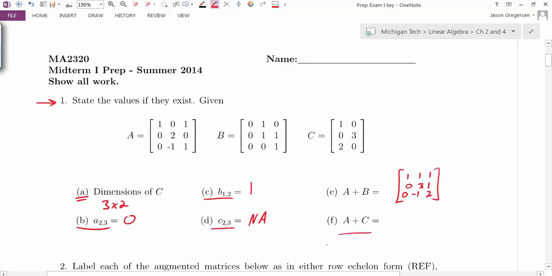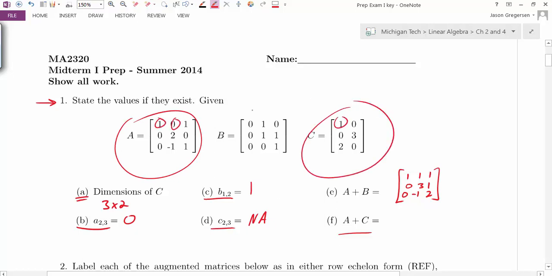Now we go to A plus C. We're trying to add this matrix to this matrix. And I could certainly add these components, and I could add these components, but I wouldn't know what to do with this last component. So I can't do this addition. This one also does not apply. In this case, we have to recall that to add two matrices, they have to be the same dimension.